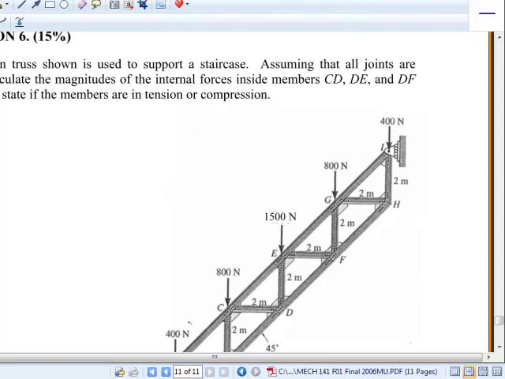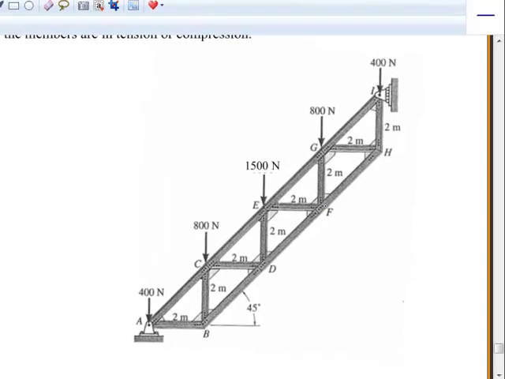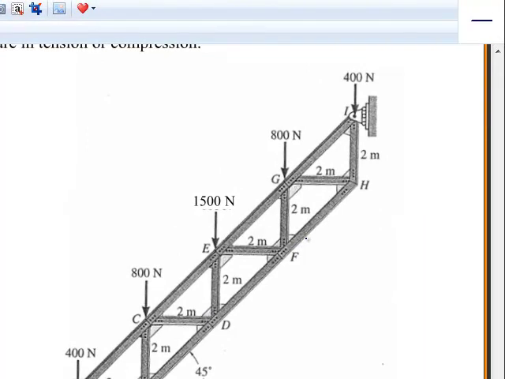Assuming that all joints are pinned, calculate the magnitudes of the internal forces inside members CD, DE, and DF. So CD, DE, and DF. There is more than one way to solve this. How would you like to solve it? Right, so the suggestion was to do the method of sections, and you certainly can do that.